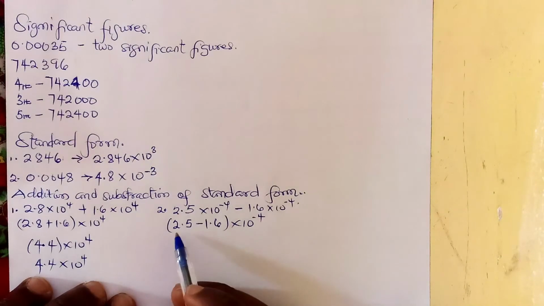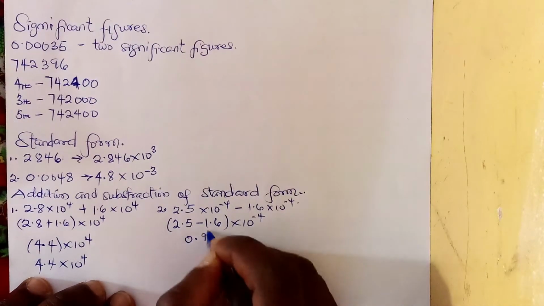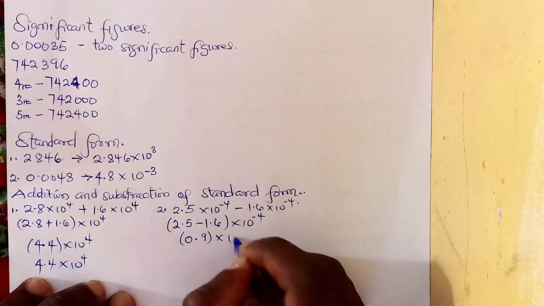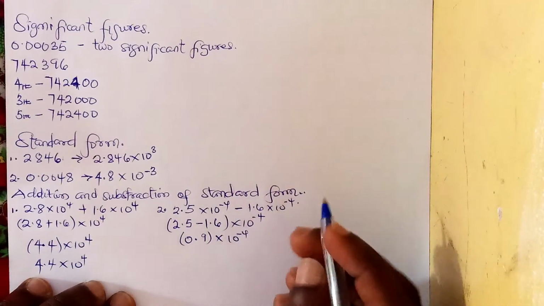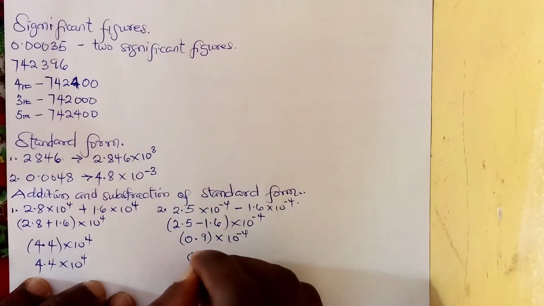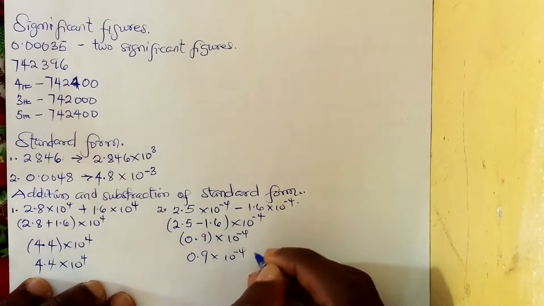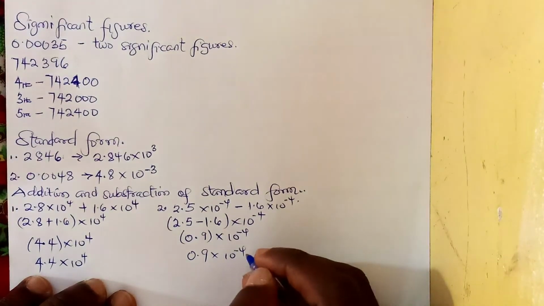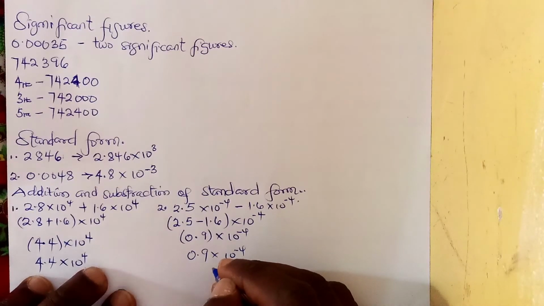So when we subtract 2.5 minus 1.6, we are going to get 0.9 times 10 raised to the power minus 4. Since they have the same exponent, we pick one of them. So our final answer is 0.9 times 10 raised to the power minus 4. But I told you we need it in the standard form, and this is not in the standard form. Hence, you have to also change it.